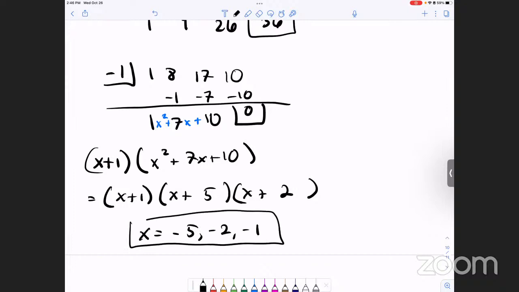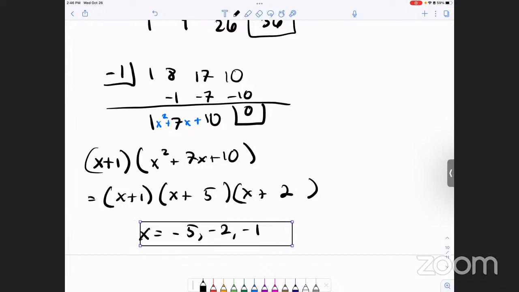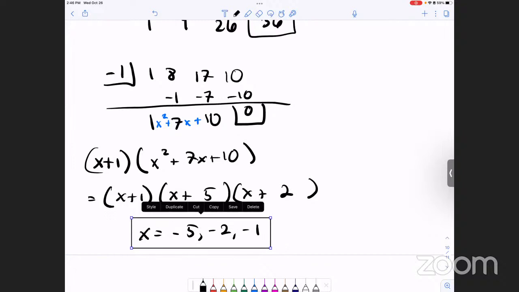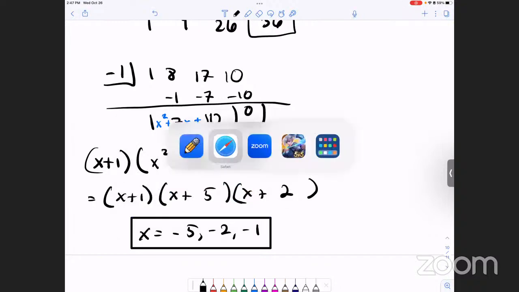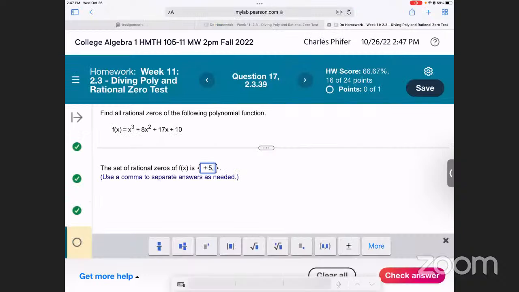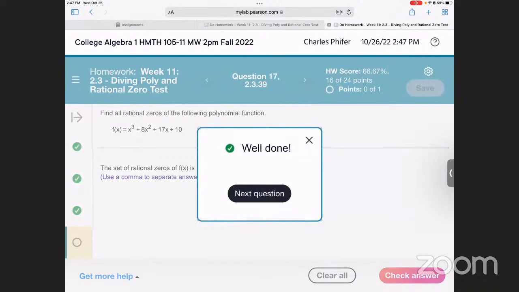Because we're out of time, I'm not going to check this. I'm just going to submit it on Pearson. But if I had more time, I would check it. -5, -2, -1. -5, -2, -1. -5, negative. These are not negatives. -5, -2, -1. Oh, come on. Thank you. All right.